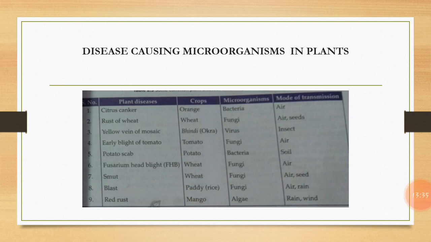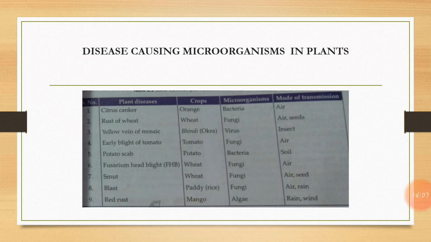And what is the mode of transmission? The mode of transmission is mainly air. It is spread mainly through the air. Second one is rust of wheat. The crop affected by this disease is wheat, and the microorganism responsible for this disease is fungi. And how is it transmitted? Air and seeds. Next one is yellow vein mosaic, which mainly occurs in the crop bhindi, okra.